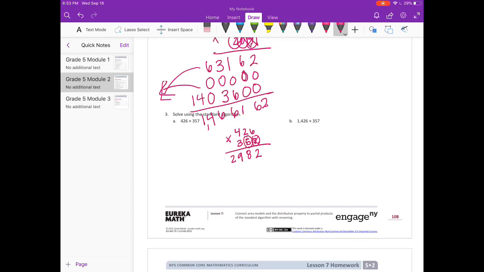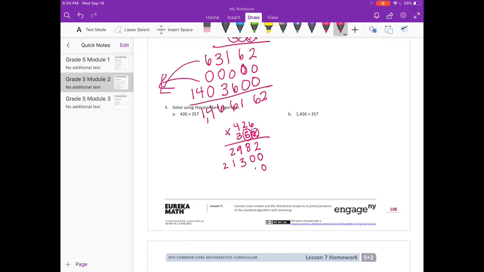Done with the 7, on to the 5. Put in my placeholder. 5 times 6 is 30. Carry the 3. 5 times 2 is 10, plus 3 is 13. 5 times 4 is 20, plus 1 is 21. Get rid of that. Oops, I accidentally got rid of the 4.